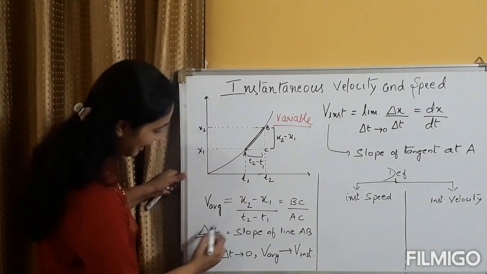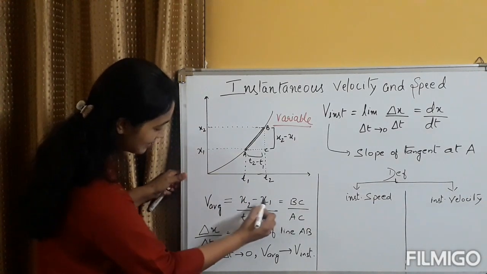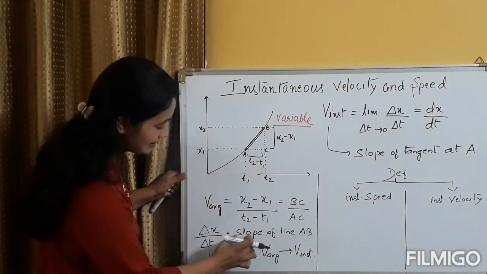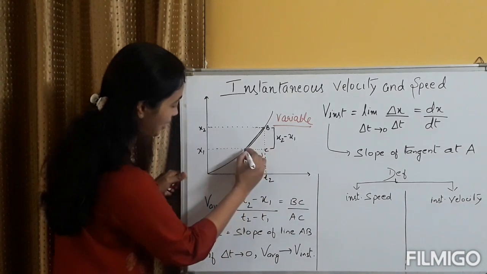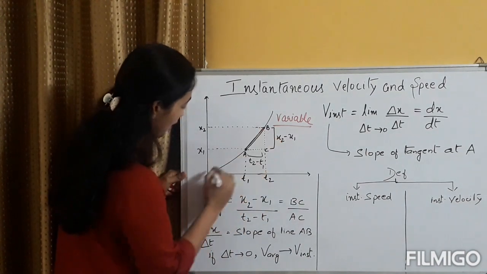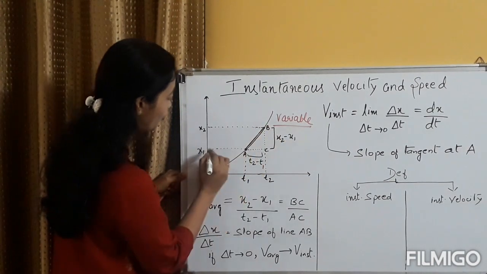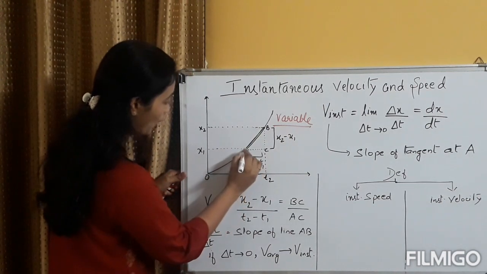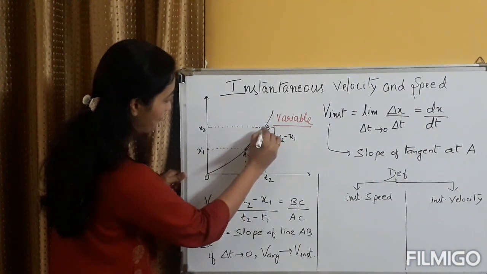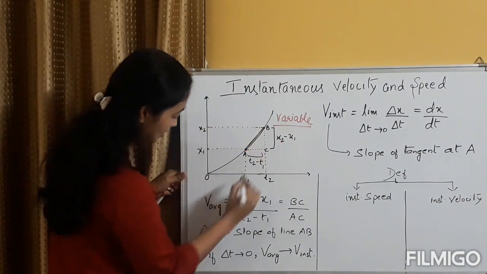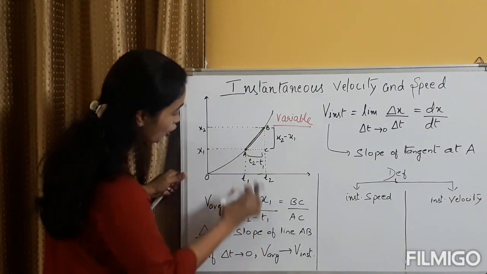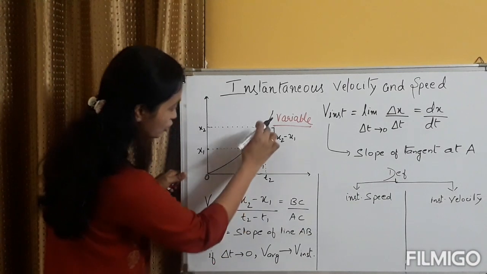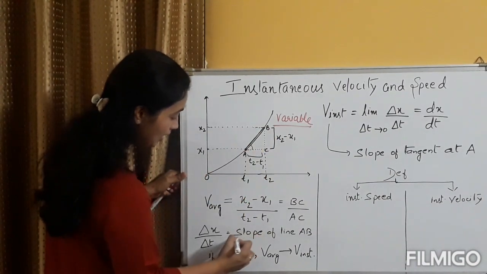So x2 minus x1 is nothing but delta x, and t2 minus t1 is delta t. What is this? It is actually the slope of line AB. If we connect these 2 points on the curve, where O is the origin, x1 and x2 are 2 locations on this curve which is going up. On this curve we have chosen a point A referring to x1 and B referring to x2, and delta x by delta t is nothing but the slope of line AB.